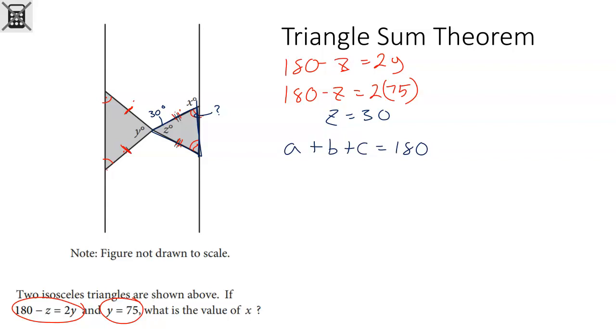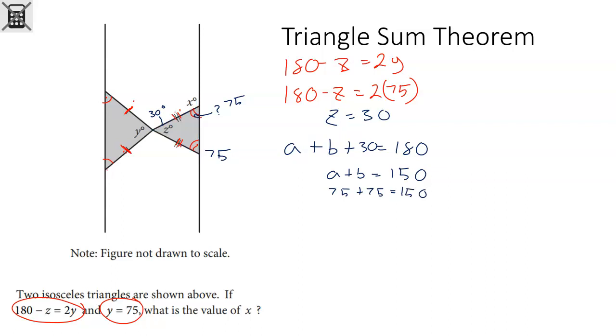Well, one of our interior angles is 30. So the sum of the other 2 interior angles has to add up to 150, and since they have to be the same, they have to equal 75. The measure of those 2 angles has to be the same because it's an isosceles triangle, so the measure of those other angles has to be 75 in order for it to sum to 150.